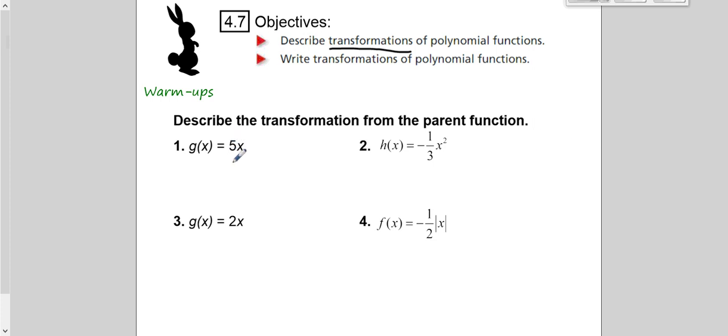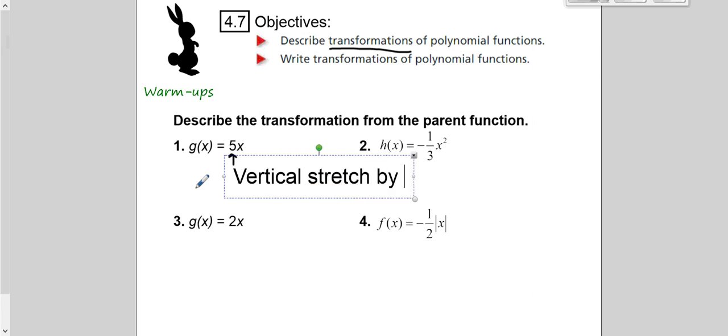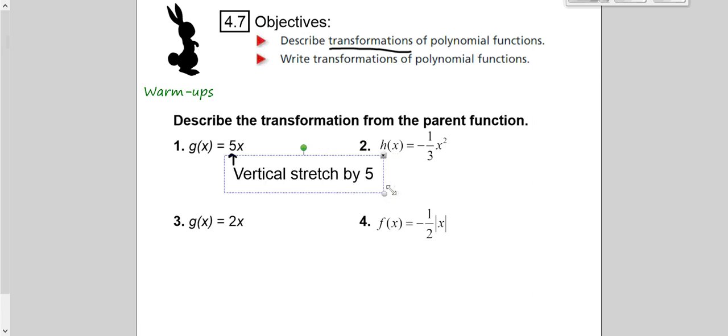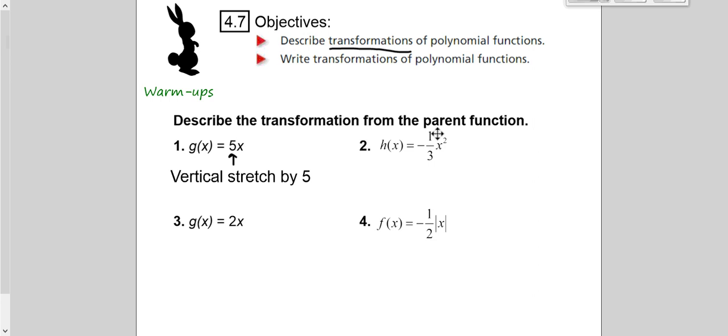So we are multiplying by 5. This is a vertical stretch by 5. For now, we're just sticking with functions we have seen before in the past in chapters 1 and 2. Number 2, we are multiplying by 1/3.